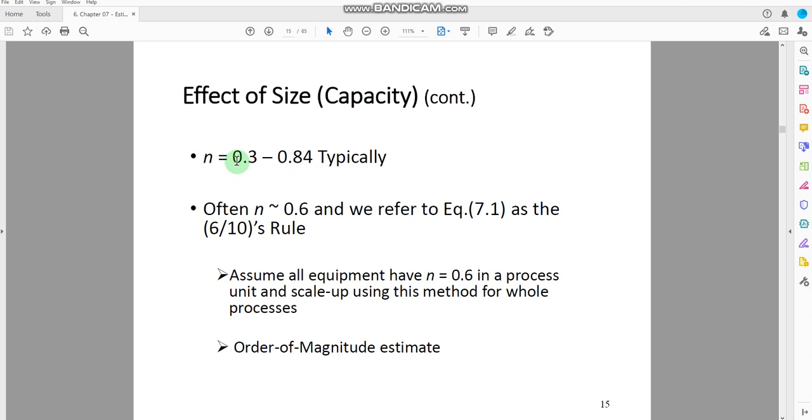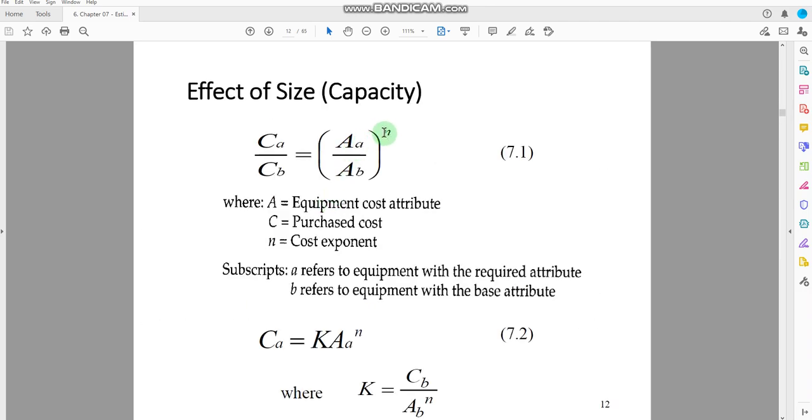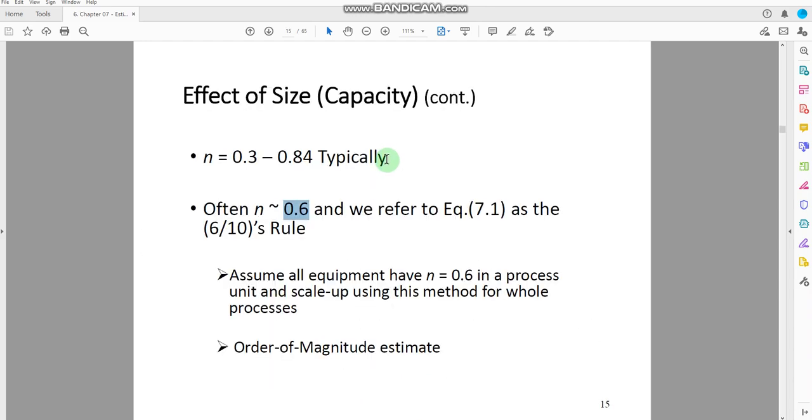However, sometimes we use an average value for n. The value of n can be 0.6 here. Sometimes we use the value 0.6, and then we call this the six-tenths rule. The six-tenths rule is defined as this equation if you are using the value for n to be 0.6 here. So this is a key.